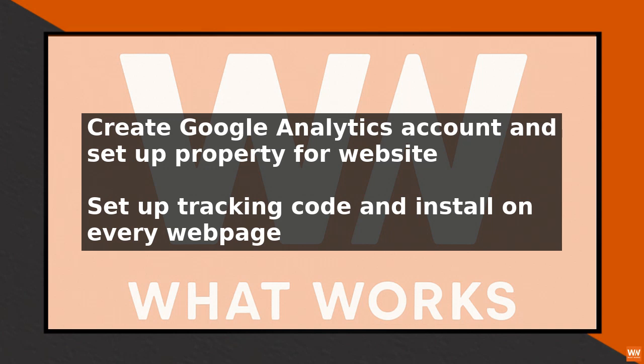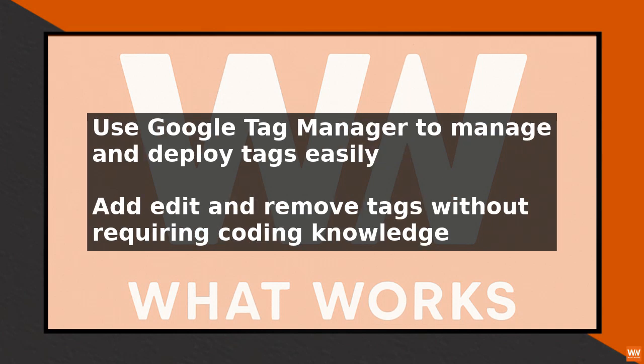Once you have set up your property, you will be provided with a tracking code, also known as the Google Analytics tag. This tag is a small piece of JavaScript code that you need to install on every page of your website. To customize the Google Analytics tag implementation, you can use the Google Tag Manager, a free tool that allows you to manage and deploy marketing and analytics tags on your website. With Google Tag Manager, you can easily add, edit, and remove tags without requiring any coding knowledge.